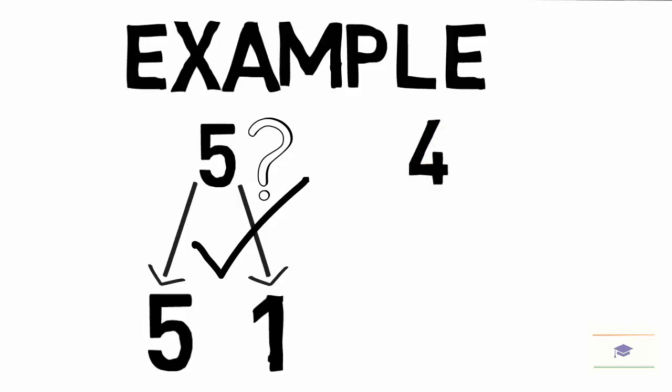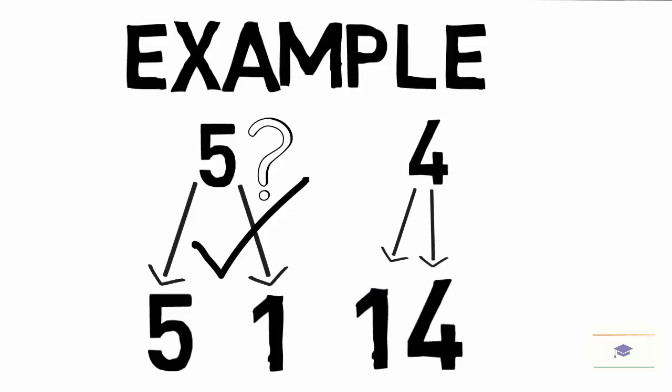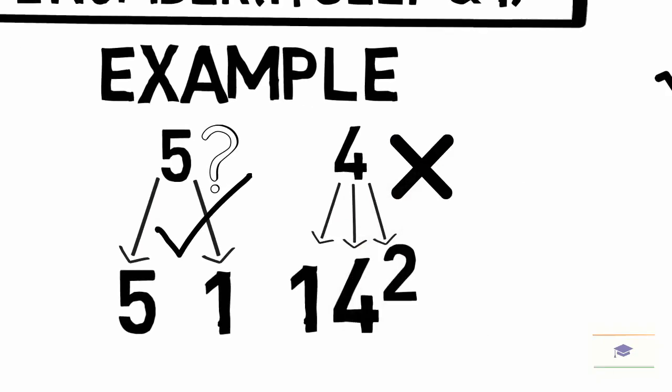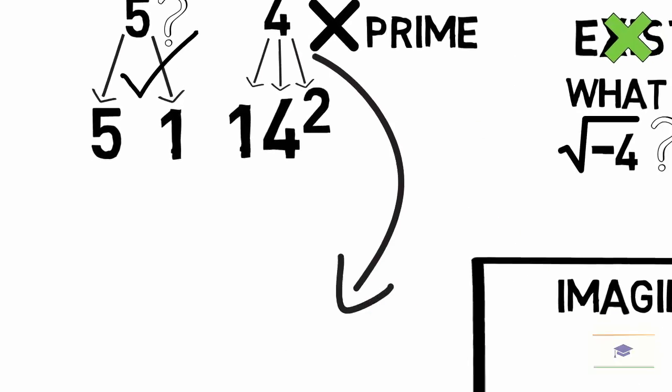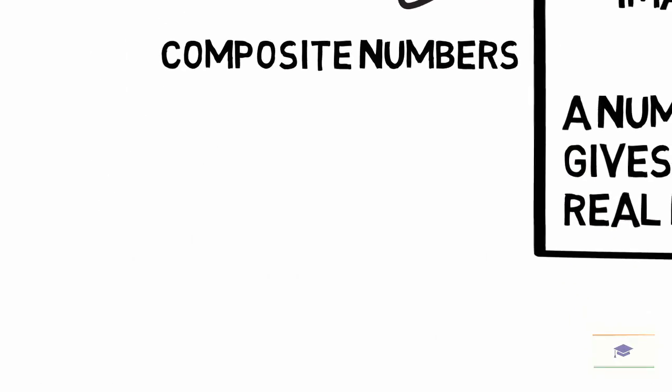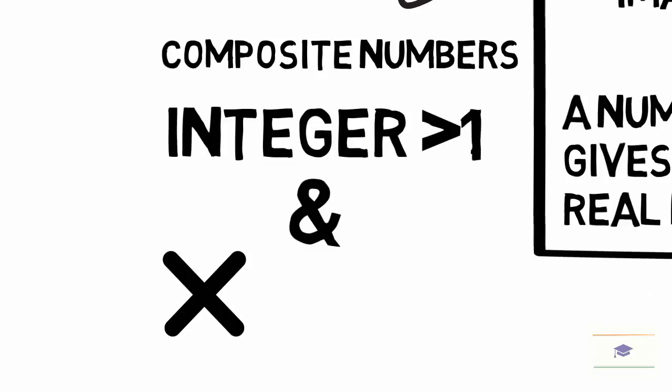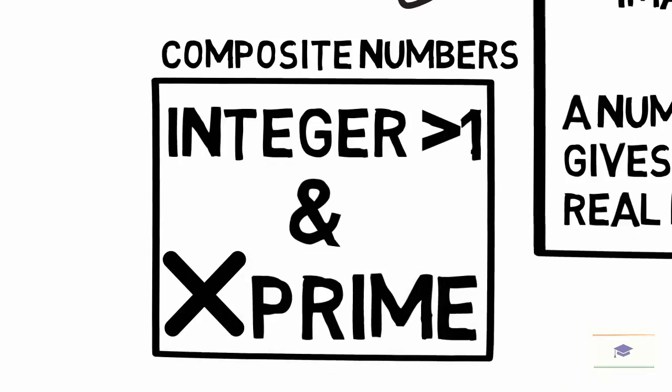What can you say about the number 4? So 4 is divisible by 1 and the number itself, that is 4, and it is also divisible by 2. Hence, as per the definition of a prime number, it is not a prime number. These numbers are called composite numbers. Any positive integer greater than 1 that is not prime is a composite number.